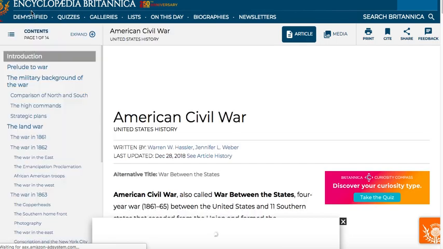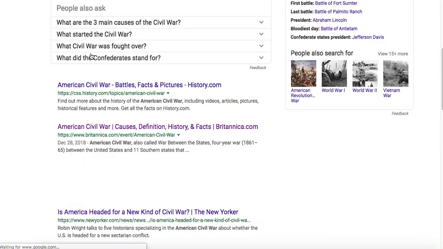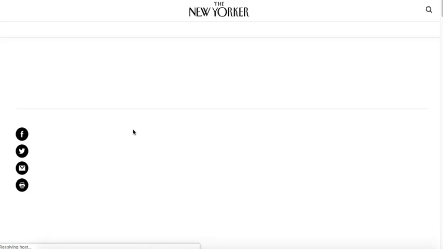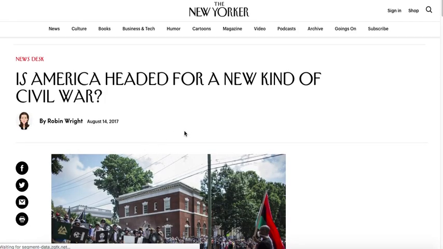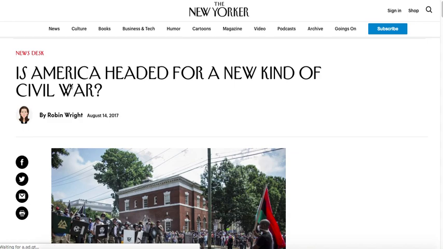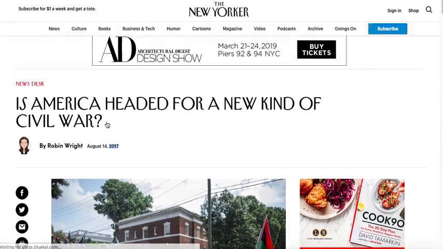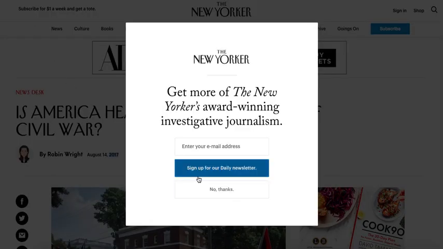There are other sources that are going to come up that are not going to be trusted just because they're not what we need, like the New Yorker. It's probably not going to tell us what we need. Also, is America headed for a new kind of civil war? Look at the date it's written. This isn't what we're looking for. It has civil war in it, and so Google pegged it and took it and gave it to us because it has part of what we're looking for. It has America and Civil War, but it's not actually relevant to my topic. So you have to make sure that you're reading carefully.